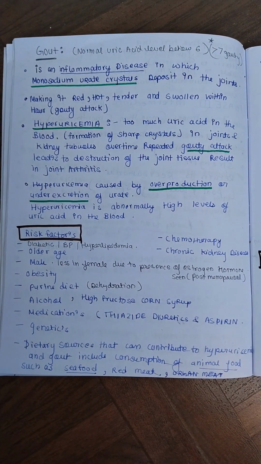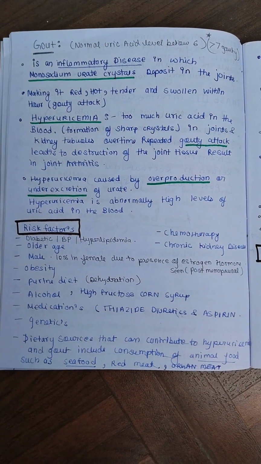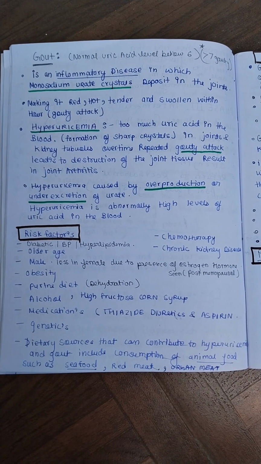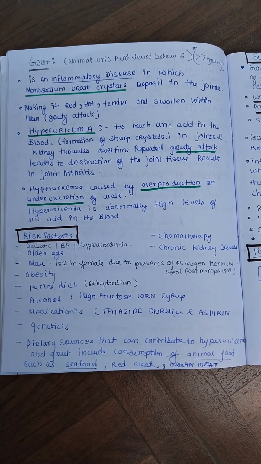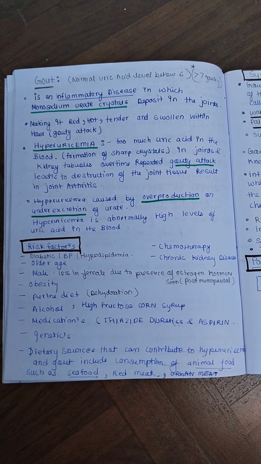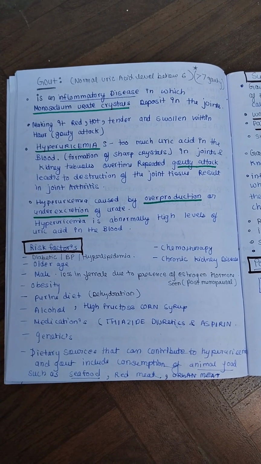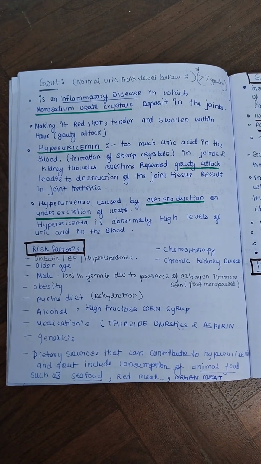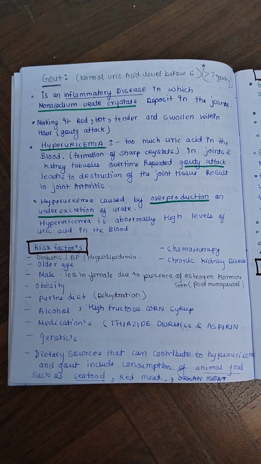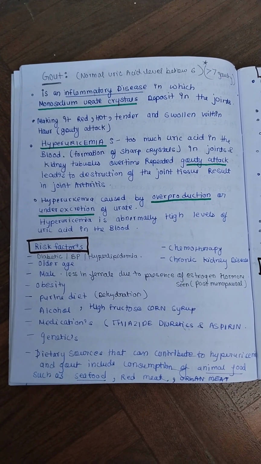So, hello everyone. Today we are going to talk about a very interesting topic, which is gout. So, what is gout? Gout is an inflammatory disease which involves the deposition of monosodium urate crystal in the joint. As it is an inflammatory disease, what are the signs and symptoms? There will be redness, an increase in temperature, the joint will be swollen, painful, and tender. All these symptoms come with gout, and it is also termed a gout attack.